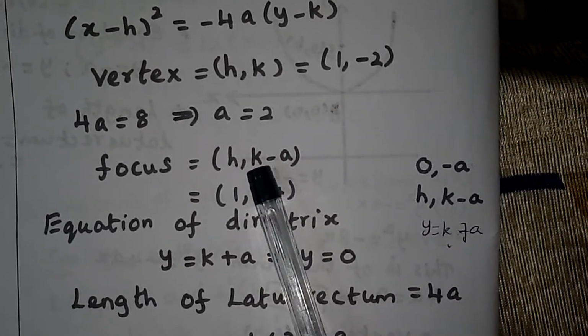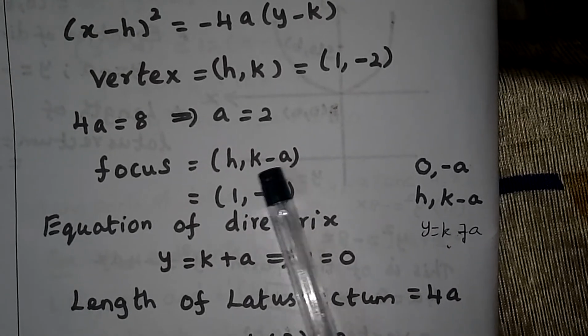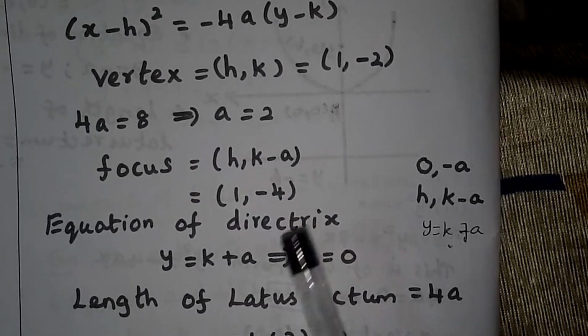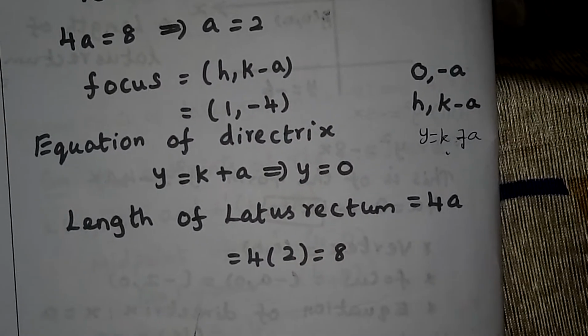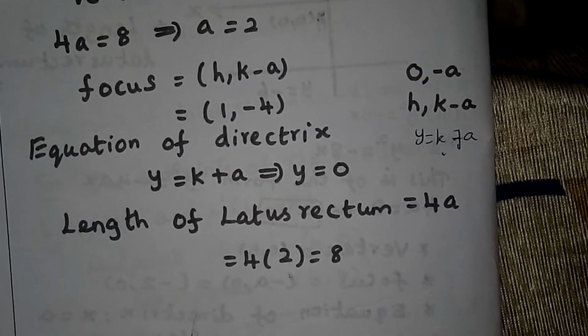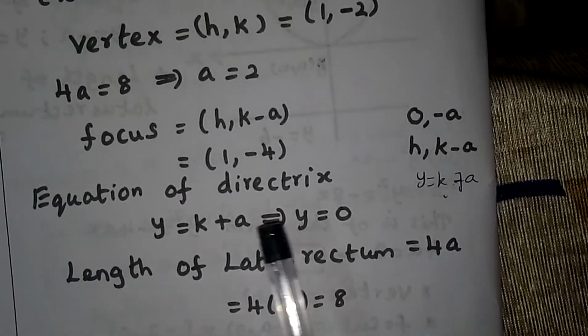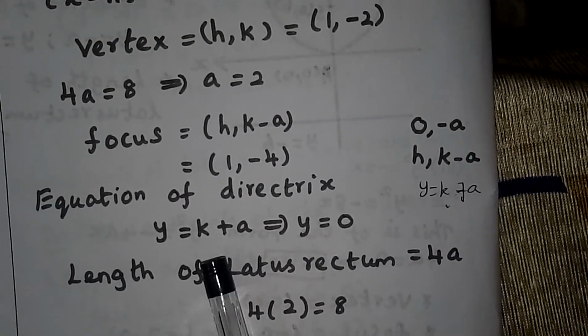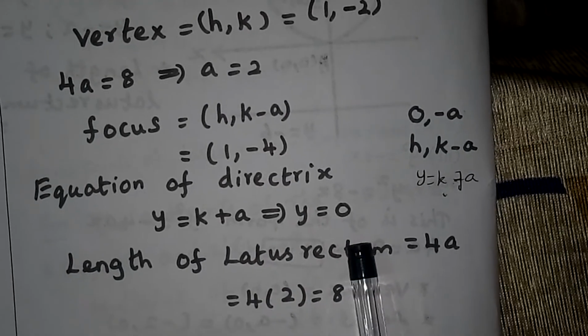Here only we have more number of terms, so y equal to this you'll get. Then minus a means here it will be plus. So y is equal to k plus a. Replace the value. K value is minus 2, k is minus 2 plus a is 2, so it will become 0.